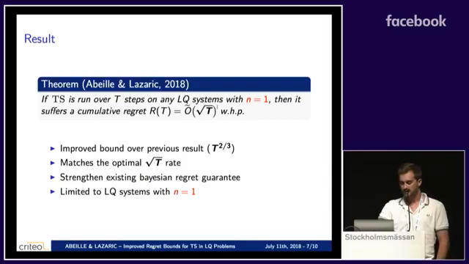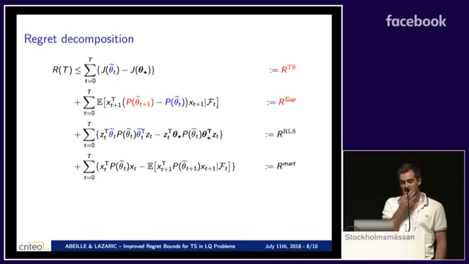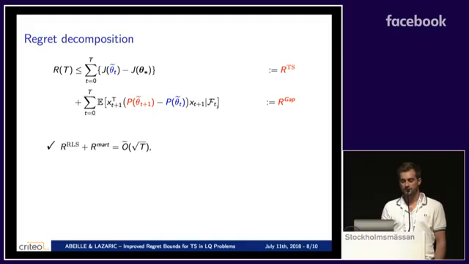So let me give you a brief overview of how we derive such results. It all starts with the regret decomposition, which is now quite standard in this kind of analysis, where we use the Bellman equation to decompose the regret into a bunch of terms that we treat separately. Here, I'm not even going to mention the last two, because generically, by applying previous lines of proof, we can bound them by square root of t. All the challenge lies in bounding the first two terms, RTS and R-gap.